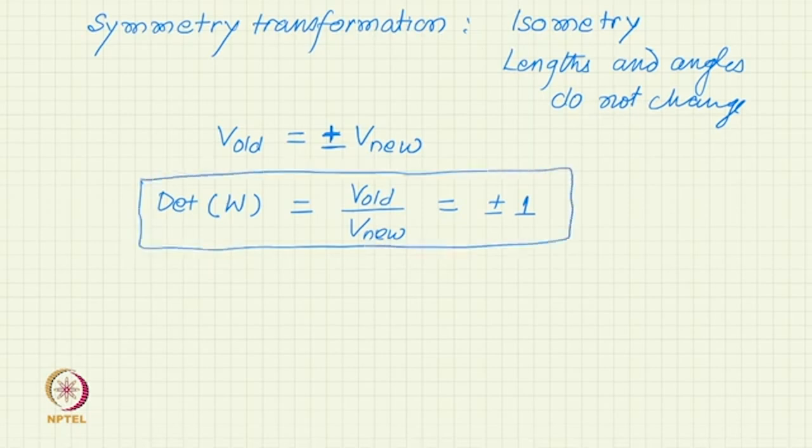So this is an interesting result, and we have to keep it in mind. It is also a check. After you have written your symmetry operation, it is a check whether you have made any numerical mistake. So if you calculate the determinant, and it comes out any different from either plus 1 or minus 1, whatever it may be, it is not a symmetry operation.